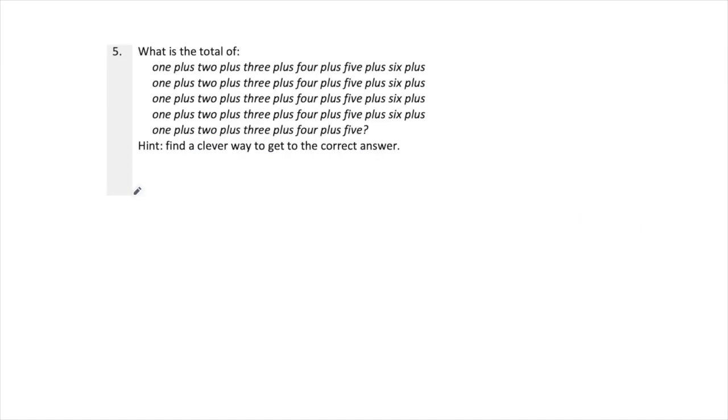For this problem, we have to figure out the total of these equations. So let's solve the first line first. Solving for the first line, we get a total of 21. Looking at the second, third, and fourth line, we see that all of them are identical. So that means all of them also equal 21.